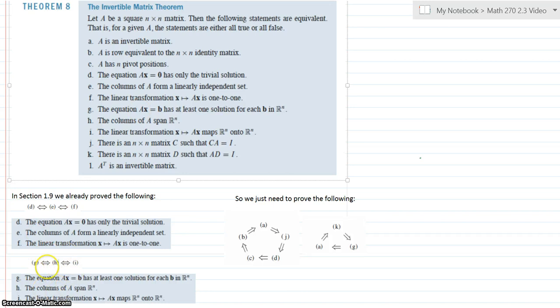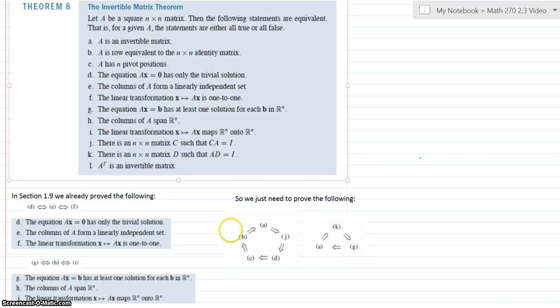The other ones we've already proven are G, H, and I, and they're listed here. If you look at G, H, and I, the equation AX equals B at least has one solution for each B in Rn. The columns of A span Rn, and the linear transformation x to AX maps Rn onto Rn. We know all three of those are equivalent.